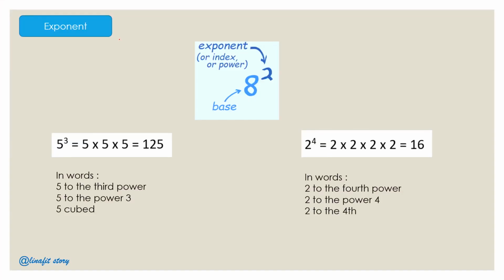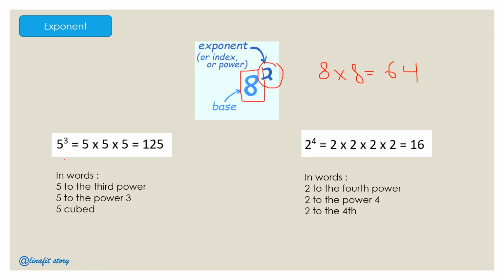Here's the trick how to find the perfect square root and cube root. Exponent is also called index or power. So 8 is the base number. The exponent of a number says how many times to use the number in the multiplication. So for example here, in 8 squared, the 2 says to use 8 twice in a multiplication. So 8 times 8 equals 64. In words, 8 squared could be called 8 to the power 2 or 8 to the second power.